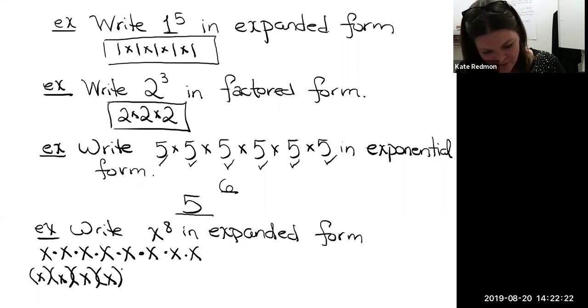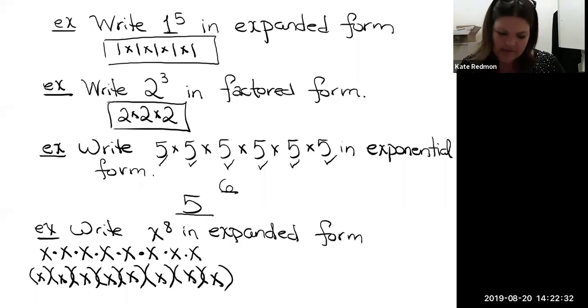You say, which one's the right one? They're both right ones. And if this were on the GED, you'd probably have a multiple choice: 1, 2, 3, 4, 5, 6, 7, and 8 x's multiplying.